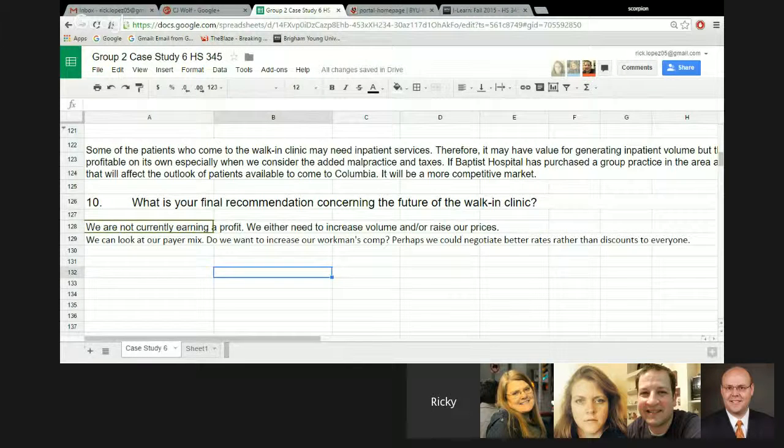But I think if we could get our hands on that workman's comp volume, those people are kind of guaranteed, because people always hurt themselves at work. And then if we're contributing to the hospital organization overall, I think that would be justification to leave the doors open as well.